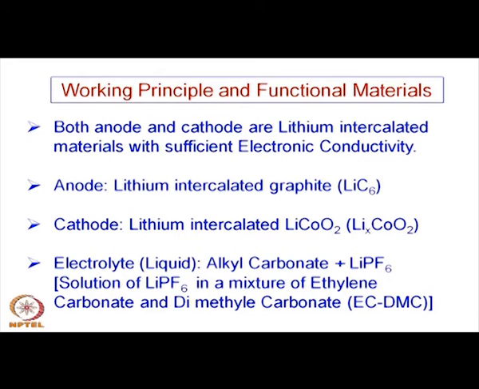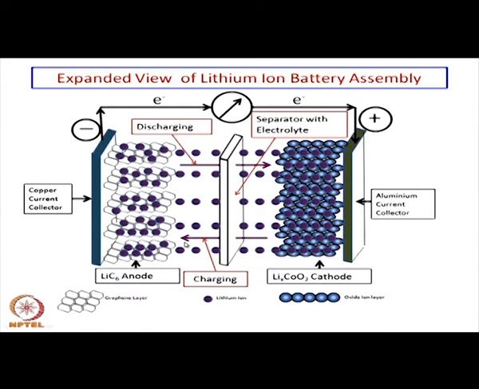So, in a solvent of EC-DMC you have a solute like LiPF6. That is the compound which is used as the liquid electrolyte, and obviously this has a lithium ion conductivity. Lithium can have a very high conductivity in this particular liquid electrolyte. So, these are the three major components, the active components of a lithium ion battery.